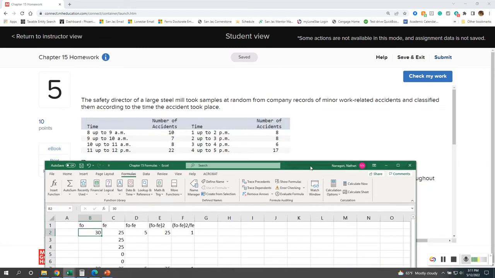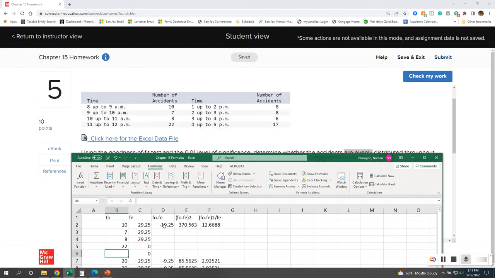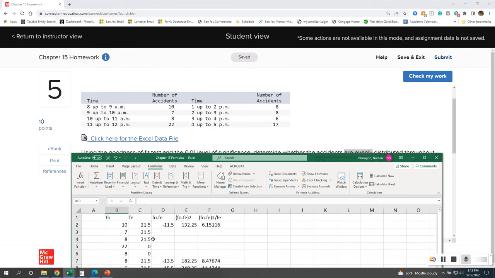Let's make sure we got all of our numbers. So 10, 7, 8, 22, 8, 8, 6, 17. Okay. This is going to equal 11 divided by 8.